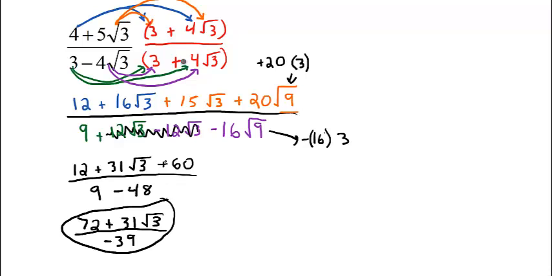Okay, just remember to multiply your bottom binomial, if it's got a radical, by the conjugate, and then that's the main gist of this problem.